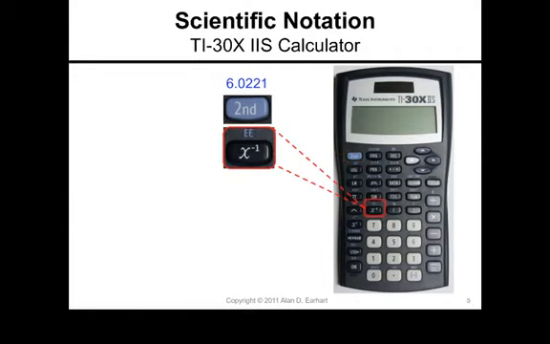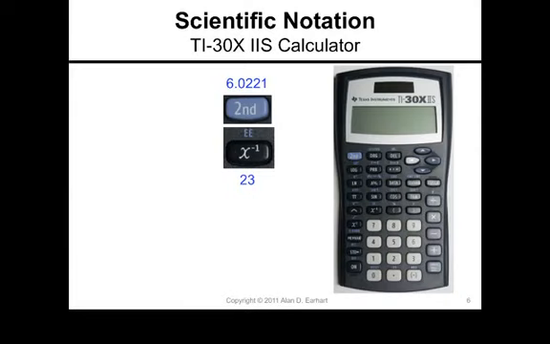Then you see the reciprocal key. Well, right above that, that's EE. EE is exponential notation or scientific notation. Now, since Avogadro's number is 6.0221 times 10 to the 23rd, EE stands for times 10. And then you press the 23.